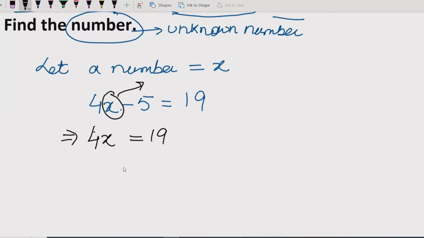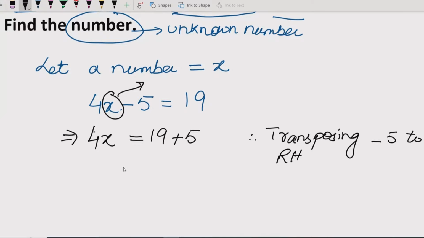Now we will move minus 5 to the right hand side. So here we are transposing minus 5 to the right hand side, right? So now we get plus 5. So now we will add both terms. 9 plus 5 is equal to 14.